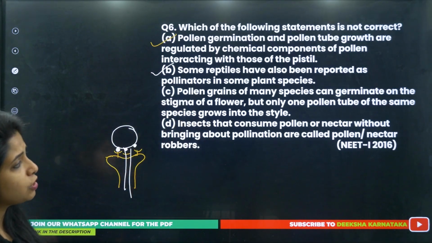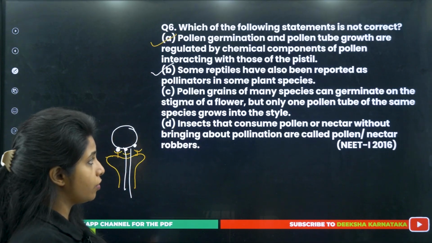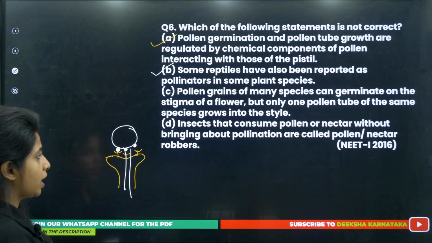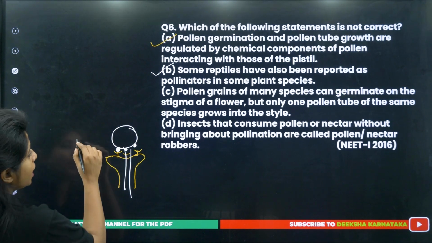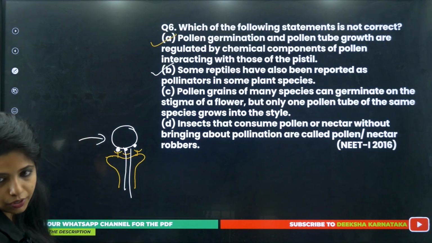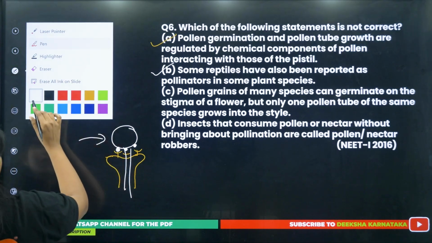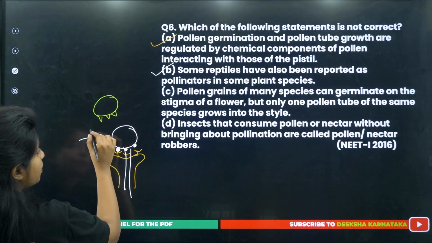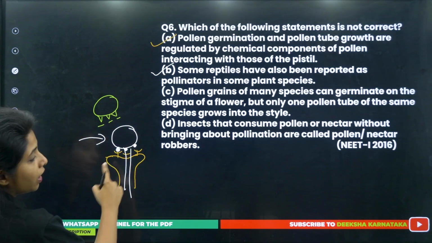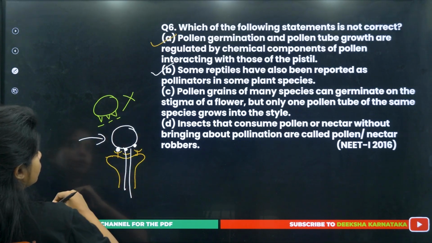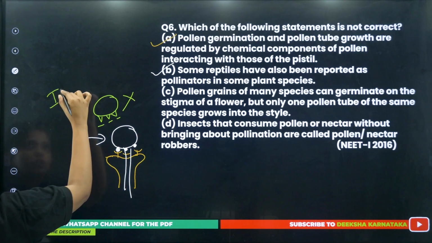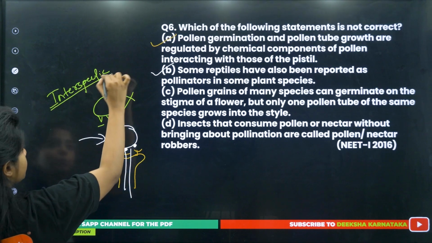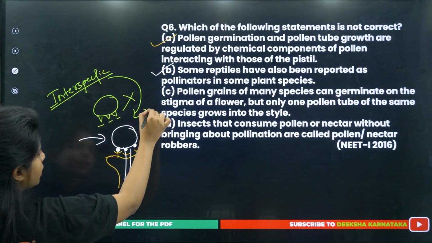Pollen grains of many species can germinate on the stigma of a flower, but only one pollen tube of the same species grows into the style. Do you think pollen germination can take place of any species? No, children. For example, this is the pollen, one type of pollen. This is another type of pollen having another type of proteins on its top. Do you think it can bind over here? No. So anyways, interspecific germination is not possible. When it comes interspecific, as in between different species, the germination is definitely not possible.